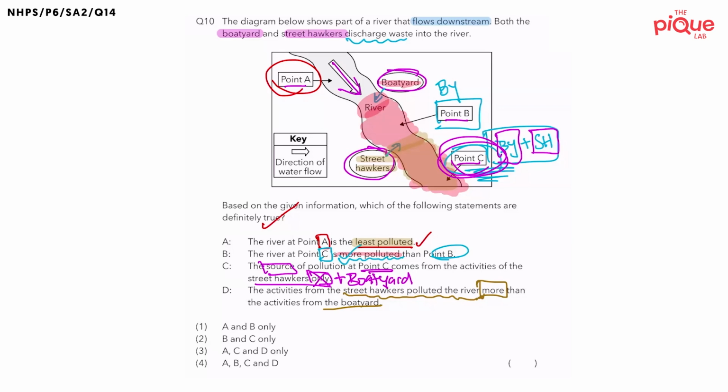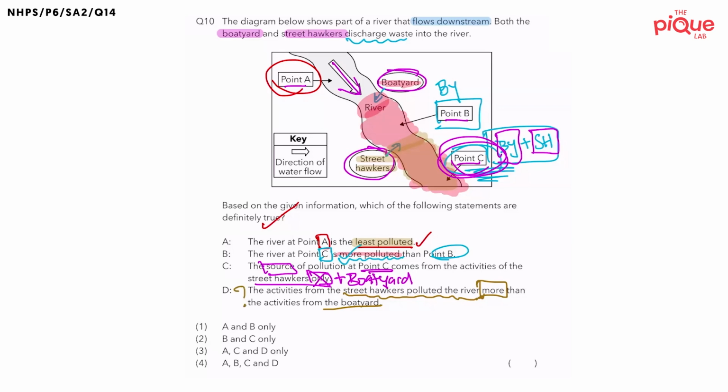You also don't know. So when we look at statement D, do we know whether the street hawker will pollute the river more than the boatyard? We do not know whether the street hawker will pollute the river more than the boatyard. You simply don't have enough information.